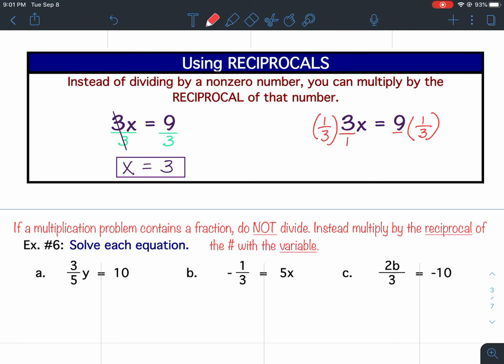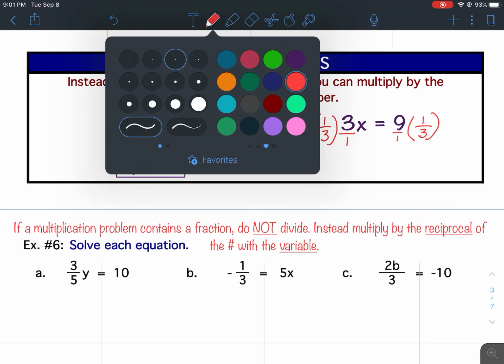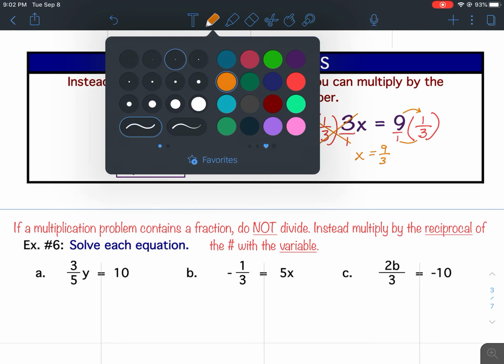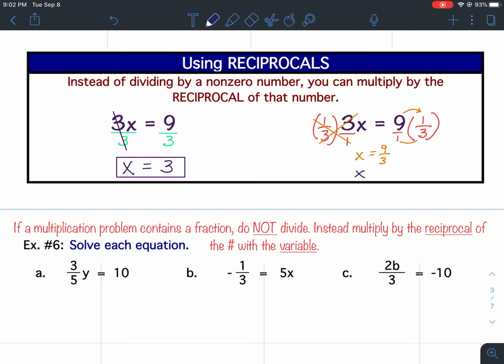And if you want, you could put this 9/1 as well. So this would cancel, and this would cancel, leaving just x. And then, actually I'm going to write this a little bit higher. If I take the top times the top, 9 times 1 is 9. Bottom times the bottom, 1 times 3 is 3. Divide that out, 9 divided by 3 is 3.